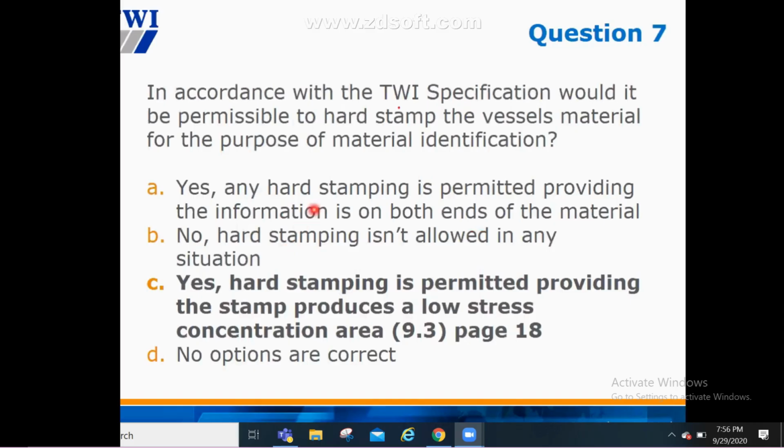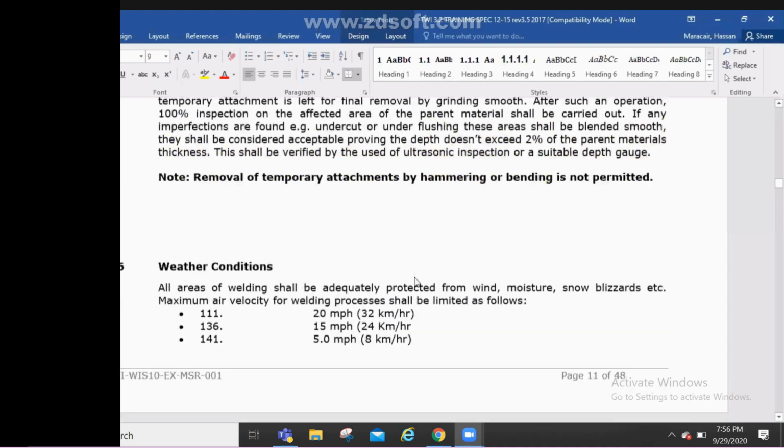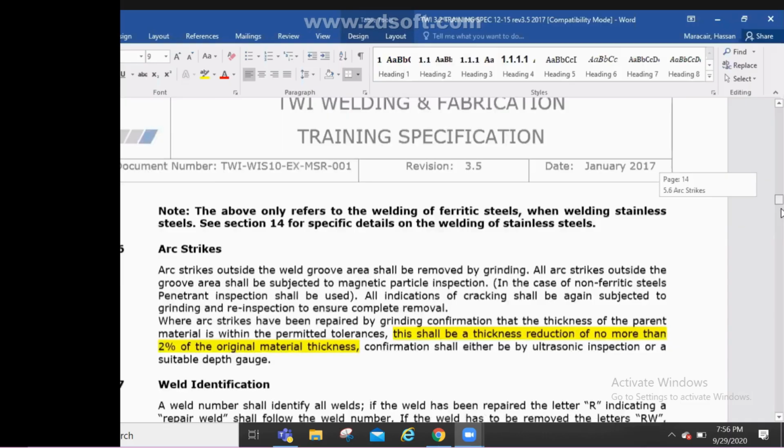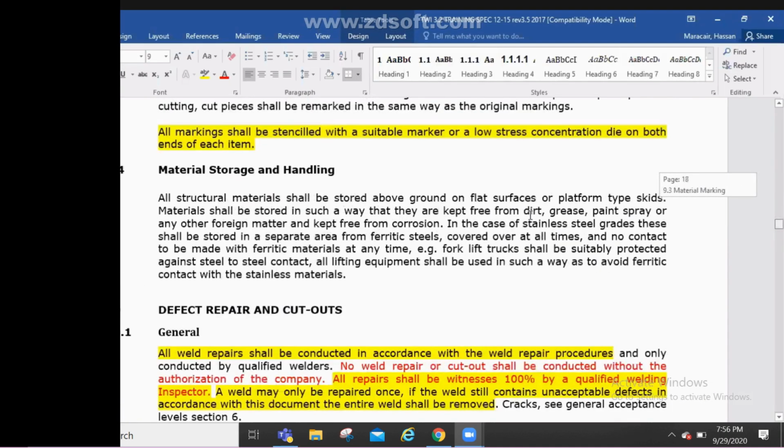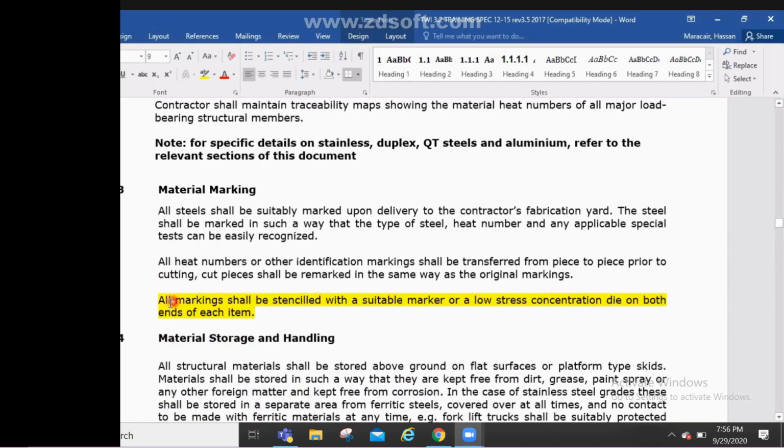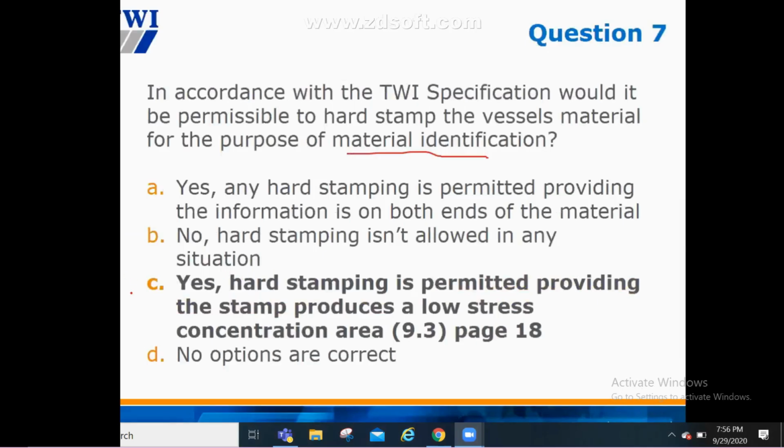Question 7. In accordance with the TWI spec, would it be permissible to hard stamp the vessel material for the purpose of material identification? All right, is it okay or not? Then check in section 9.3 of the spec. All right, material marking. All marking shall be stenciled with suitable marker or low stress concentration dye on both ends of each item. They allow it, but they say use low stress concentration dye. So that will give us the answer of C. Yes, hard stamping permitted, providing it produces a low stress.